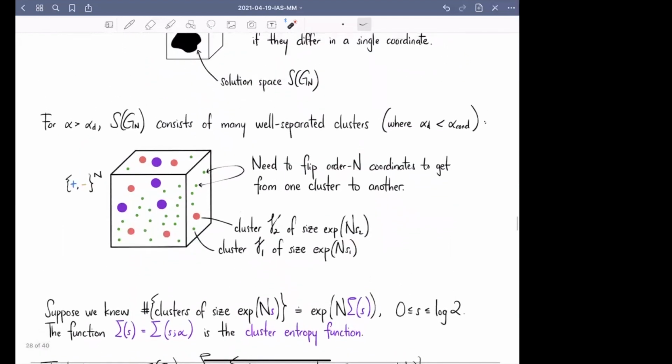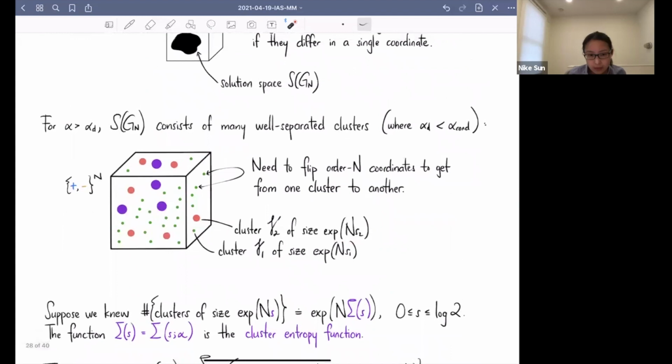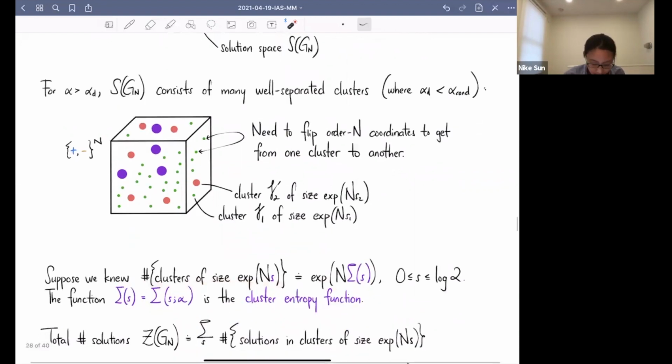So then, suppose that you knew that for all values of s, the number of clusters of size e to the ns is given by e to the n sigma of s. So suppose that you actually knew this function sigma, and this is usually called the cluster entropy function. And if you knew this, then this would tell you everything about the solution space.